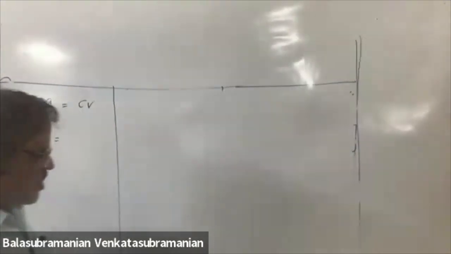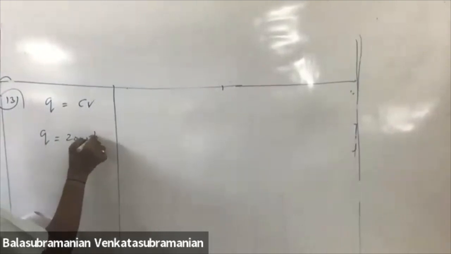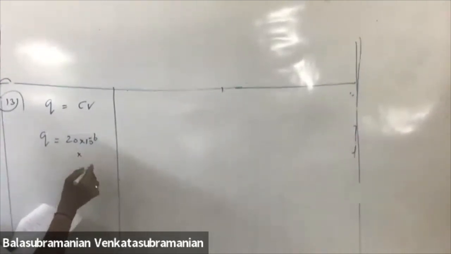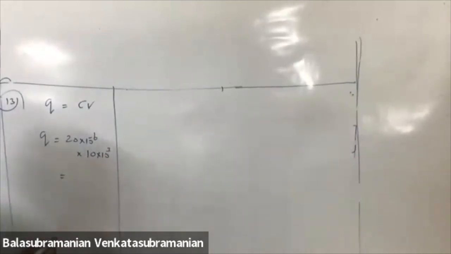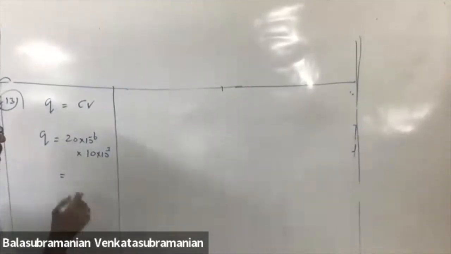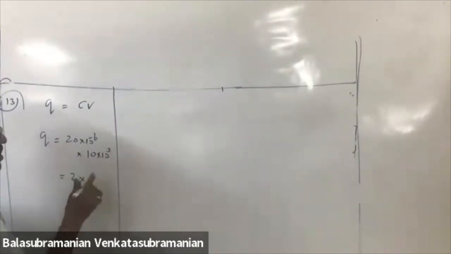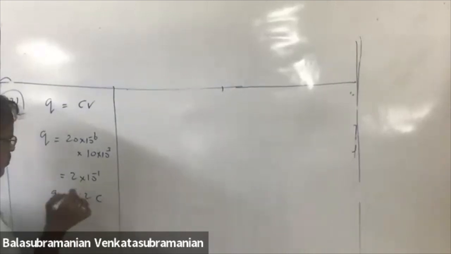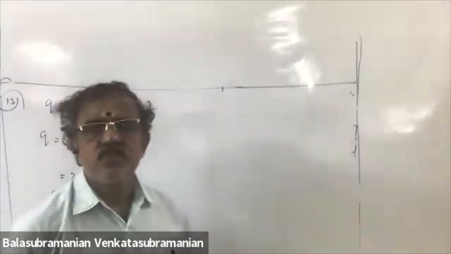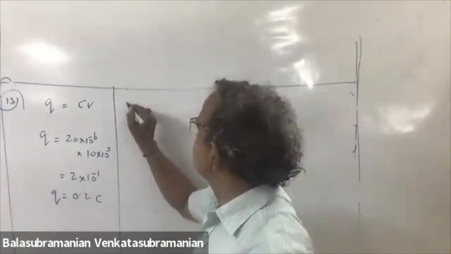What is the charge? What is the capacitance? 20 microfarad. Potential is 10 kilovolts, so 10 into 10 power 3. So I can write 2 into 10 power 5 minus 6, which is 10 power minus 1. 0.2 coulomb. Okay.